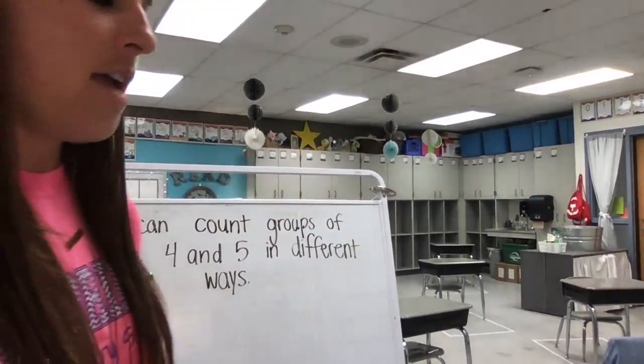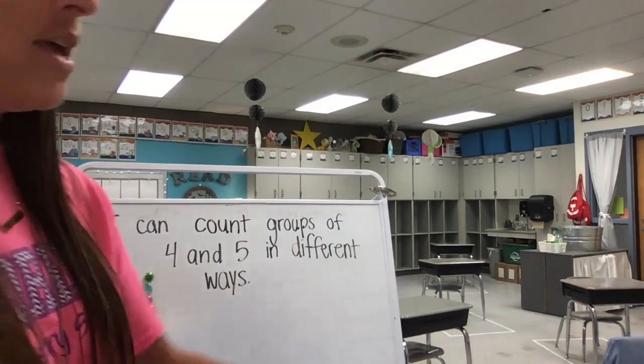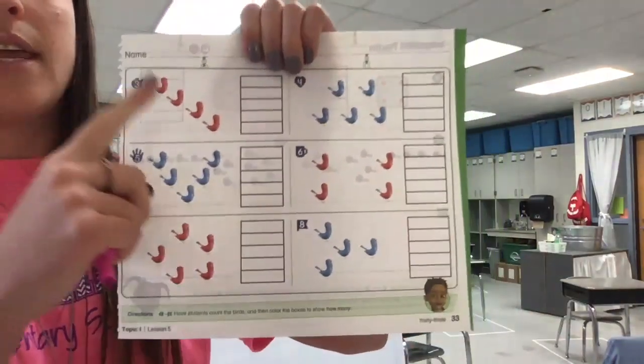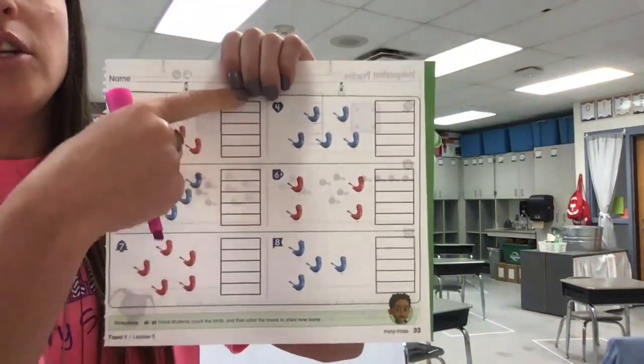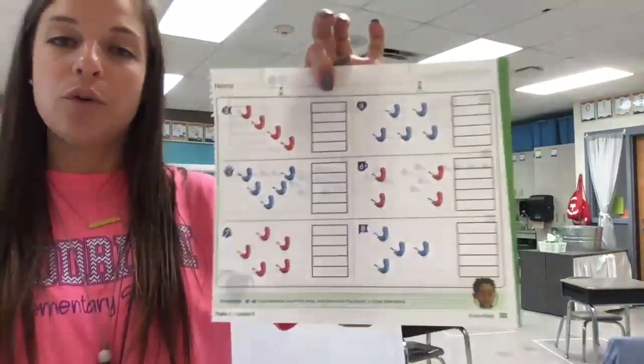Awesome. Okay, so for today, your job is to go back and complete page number 33. You're going to count and mark these guys out, color to match, and then this is the page you're going to post onto your teacher's Google Classroom.